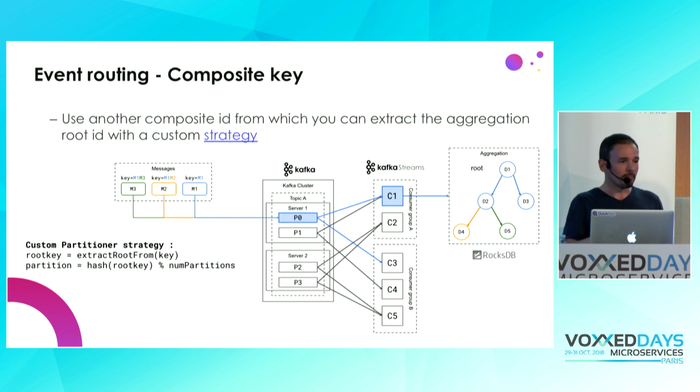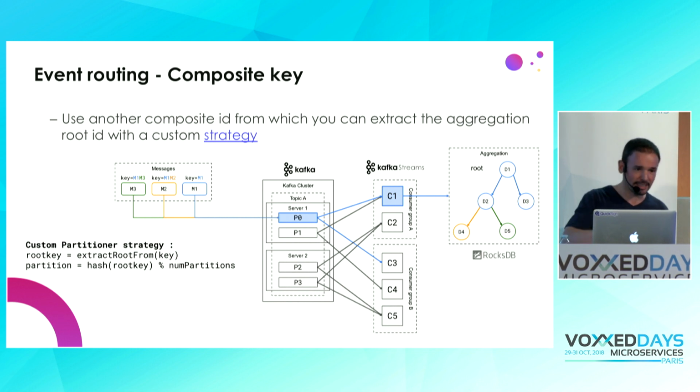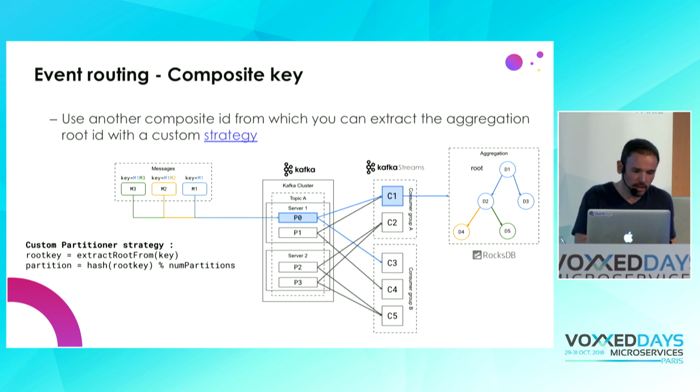We embed, I mean, the first message, the M1 message, has the M1 key. But for the messages M2 and M3, we embed M1 inside them. So the key of M2 might be M1, M2. And the key of M3 might be M1, M3.